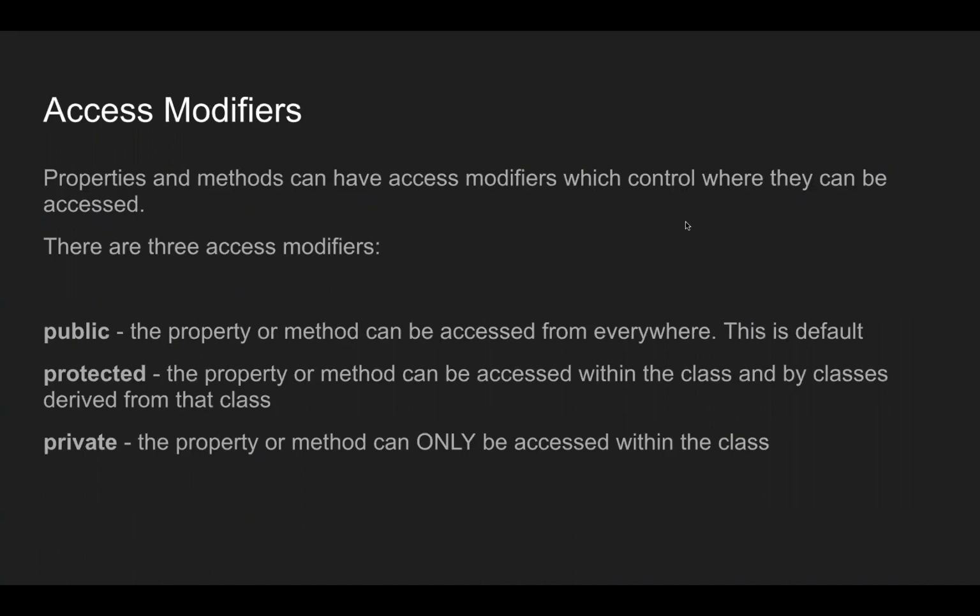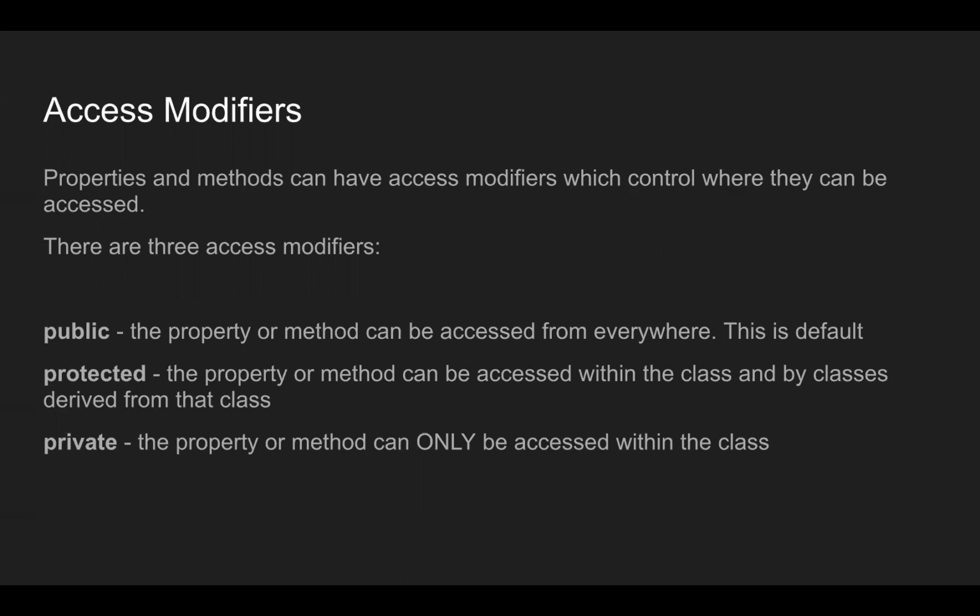Now the next thing we're going to look at is called access modifiers. So what are access modifiers? Properties of objects can have access modifiers which control where they can be accessed. This is one other big C of OOP and why we use it. We always use access modifiers in OOP because it's very, very important.